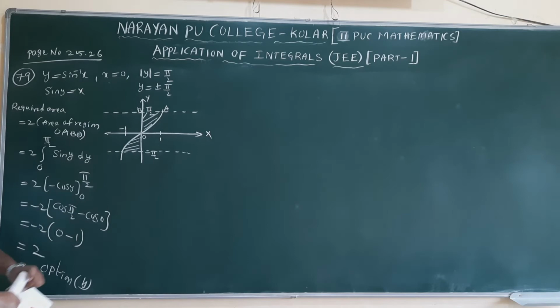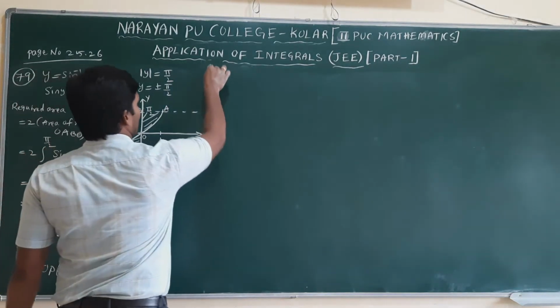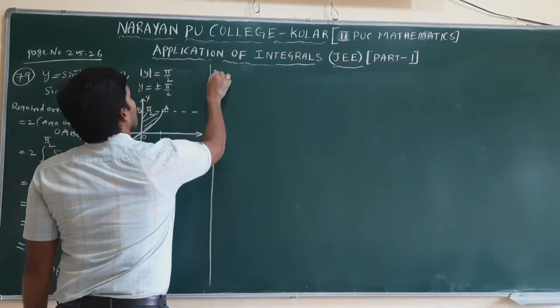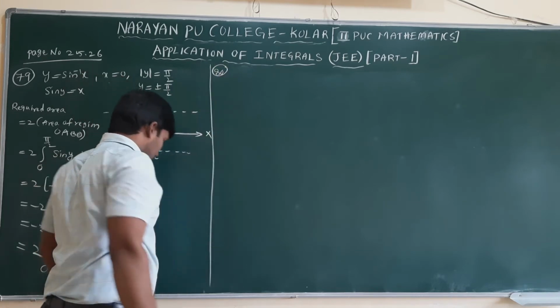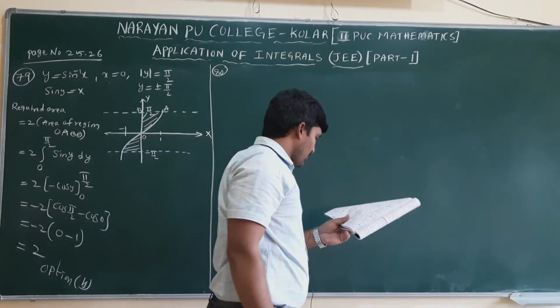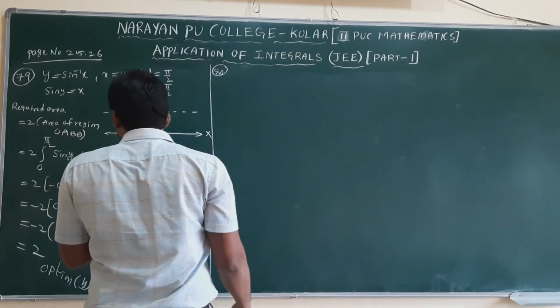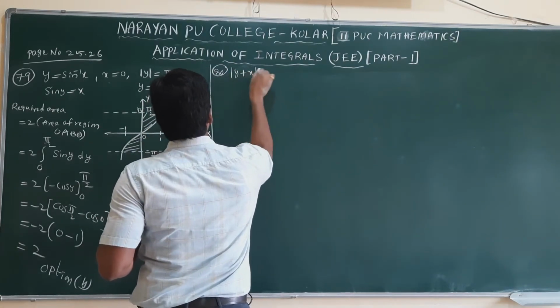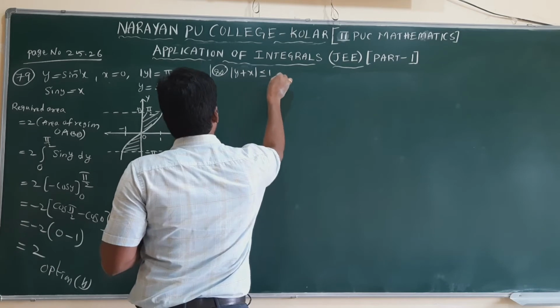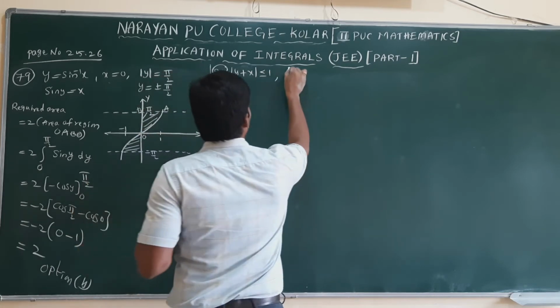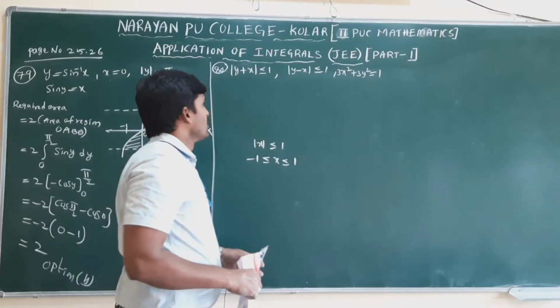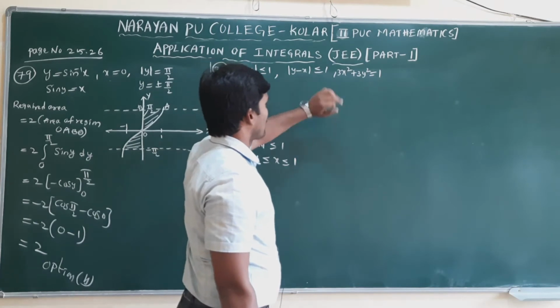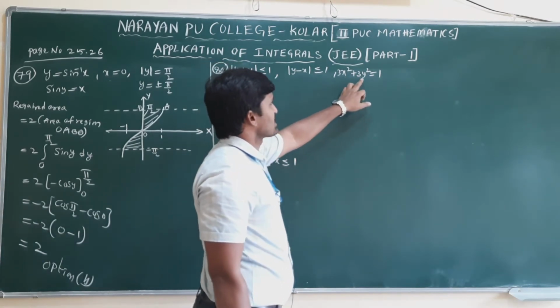Next, question number 80. The area bounded by the curves mod of y plus x less than or equal to 1, mod of y minus x less than or equal to 1, and 3x square plus 3y square equal to 1.